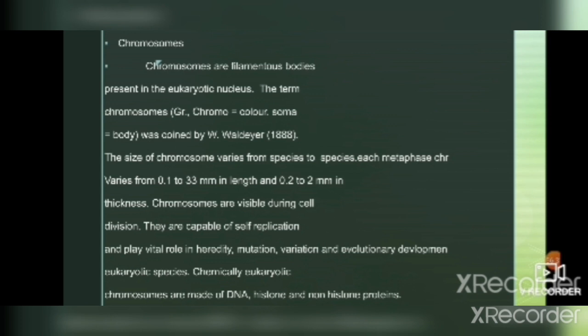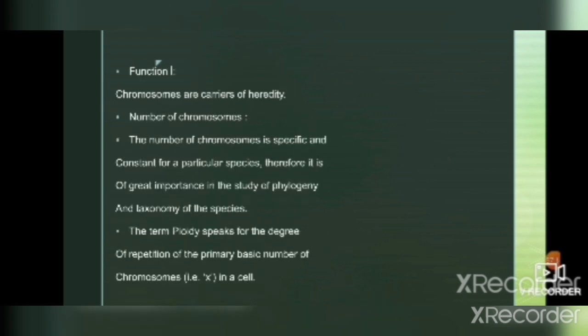Chromosomes are capable of self-replication and play a vital role in heredity, mutation, variation, and evolutionary development in eukaryotic species. Chemically, eukaryotic chromosomes are made of DNA, histone, and non-histone proteins. Function of chromosome: chromosomes are carriers of heredity.